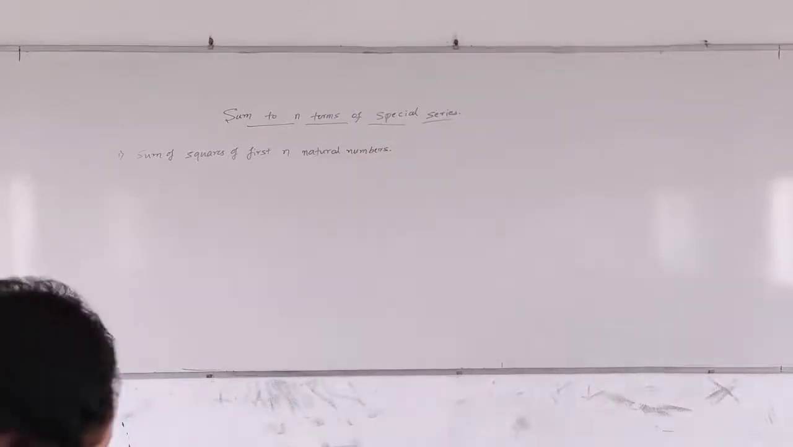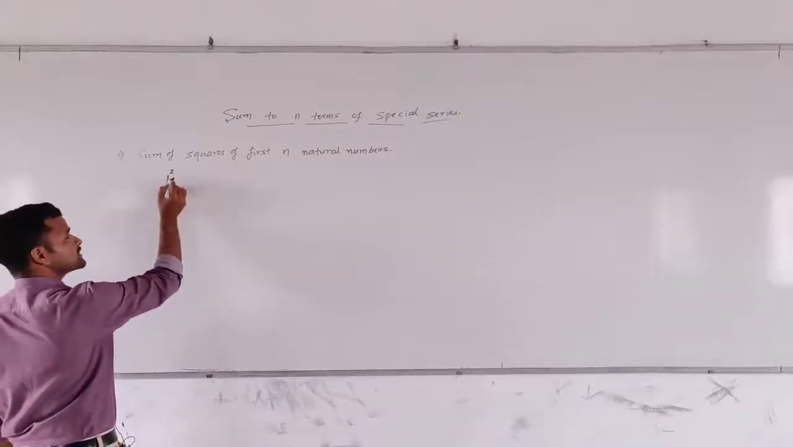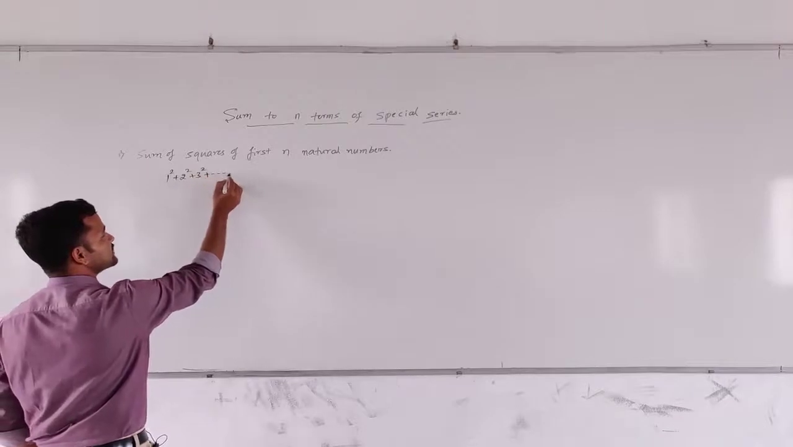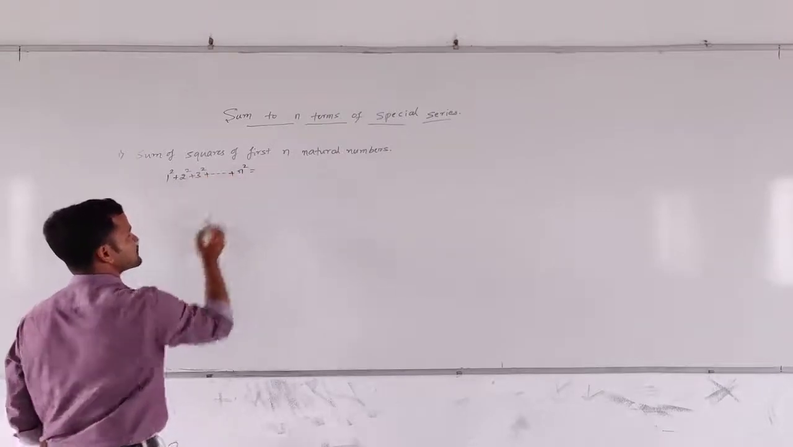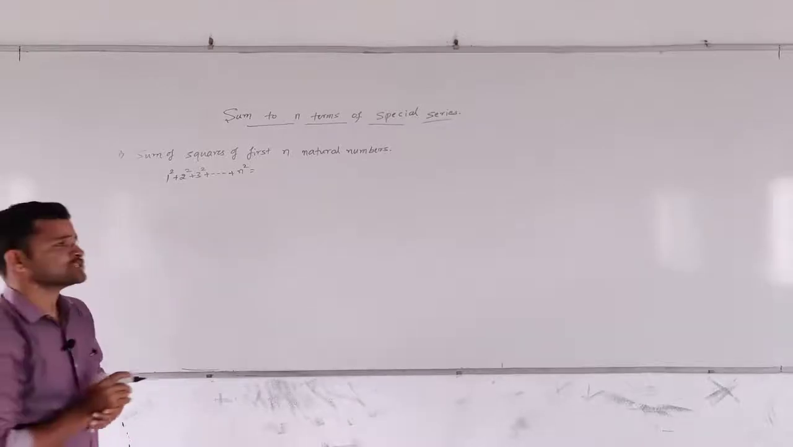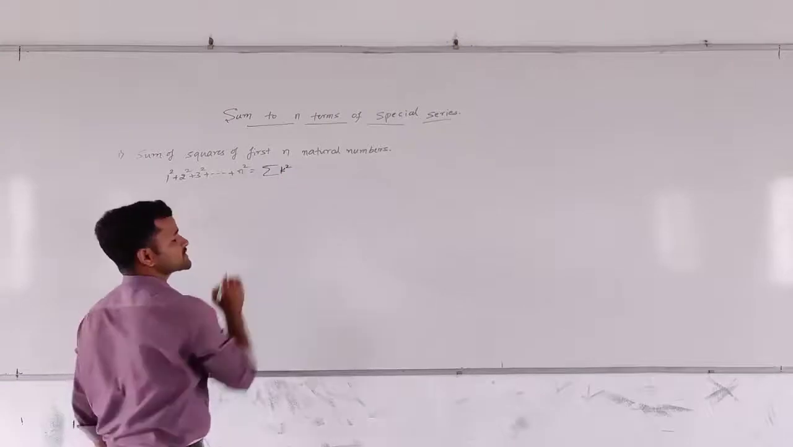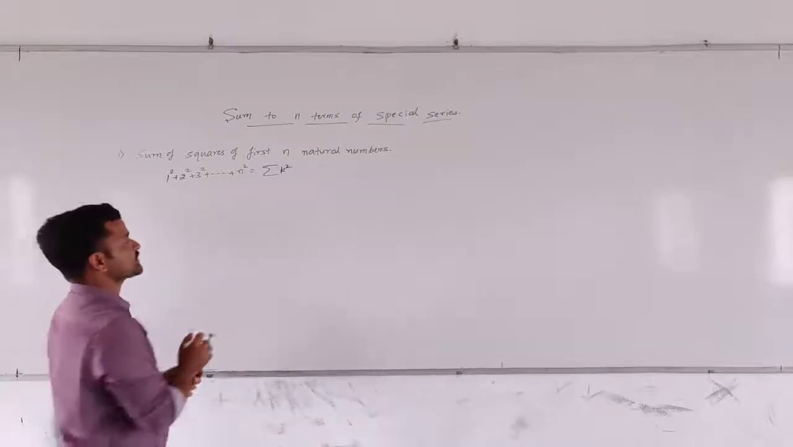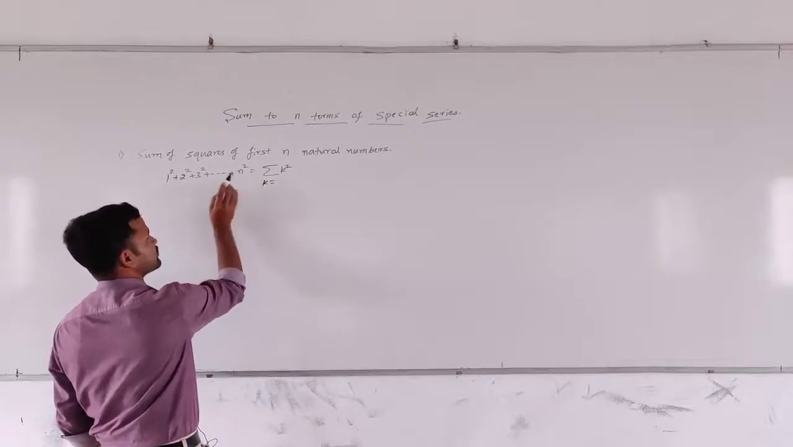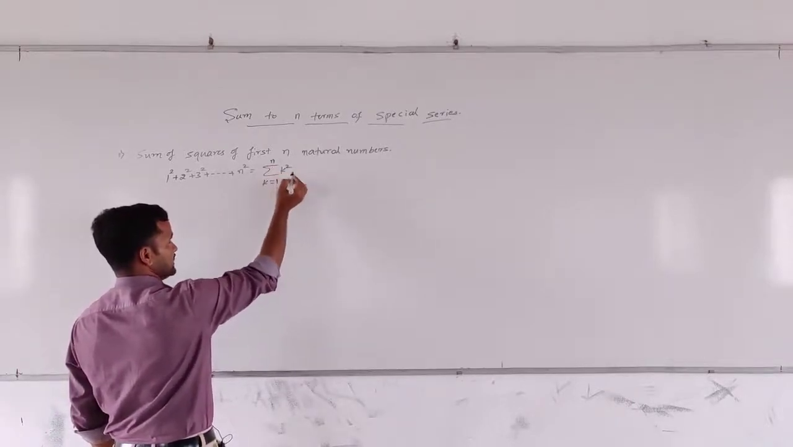Sum of squares of first n natural numbers. Here it means 1 square plus 2 square plus 3 square, and so on up to n square. How can I write this series with the summation notation? We can write this as the summation of k square, where k takes the values from 1 to n. So you write k equal to 1 here and n here.